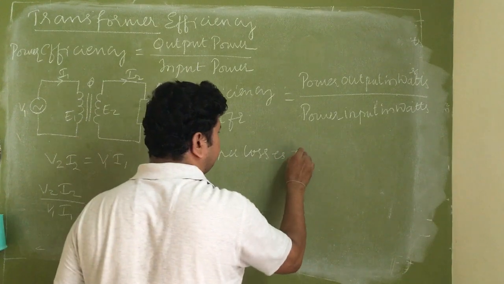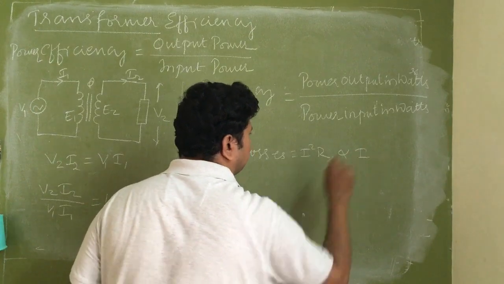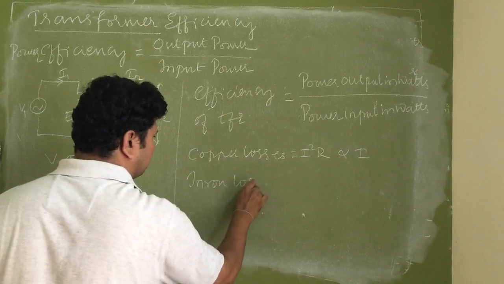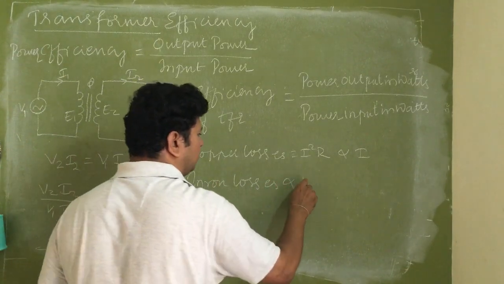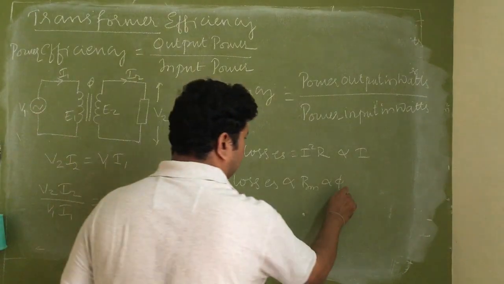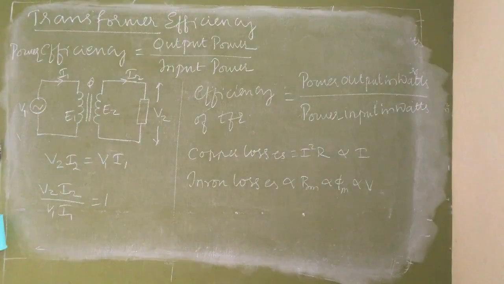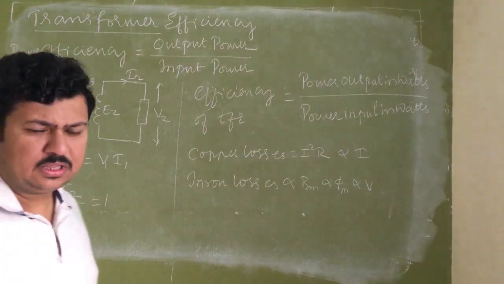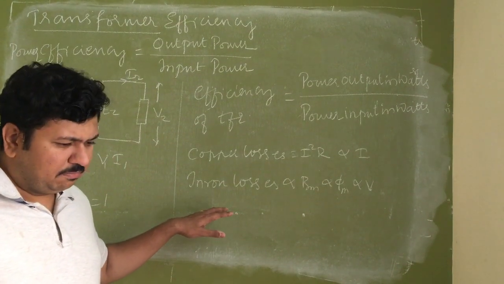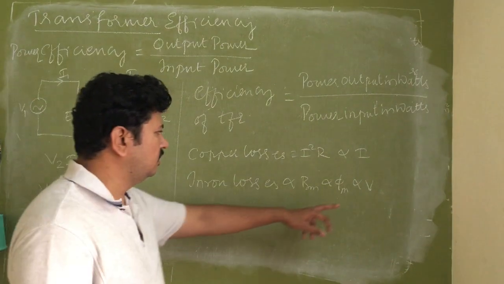Okay, copper losses are equal to I squared R. These are proportional to current, and iron losses are proportional to Bm, that is proportional to flux or phi, and this is proportional to voltage. Since the transformer losses depend only upon voltage and current, the power rating of the transformers is rated in volt amperes, V into I.